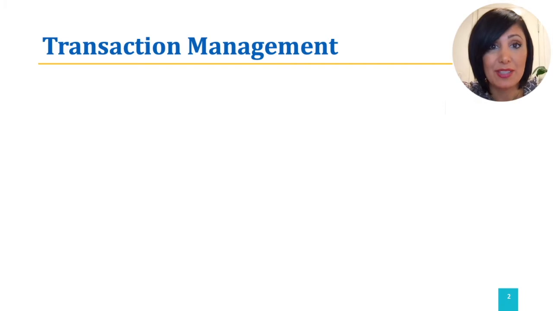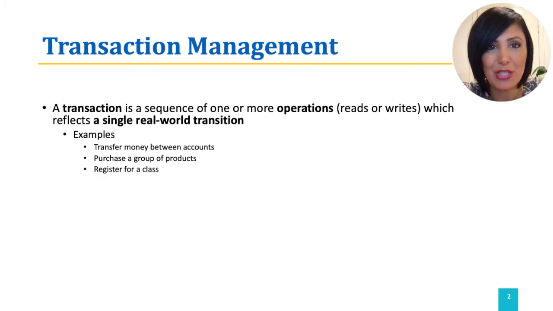What is a transaction? A transaction is a sequence of one or more database management system operations, such as a read or a write, which reflects a single real-world transition that performs a single logical unit of work. It is also defined as a single run of a user program in a database management system. For example, transferring money between two accounts is a transaction. Purchasing a group of products is a transaction. Or registering for a class is also a transaction.